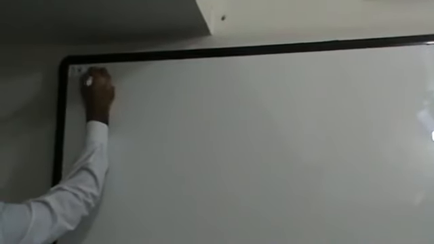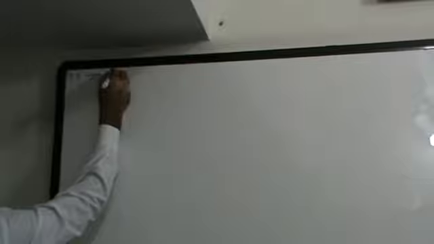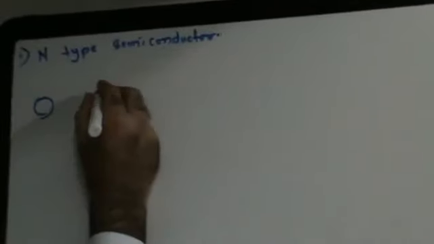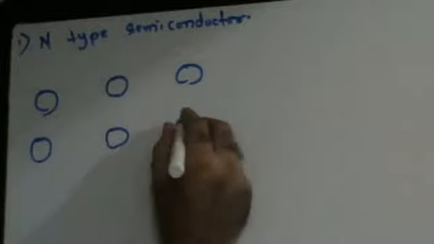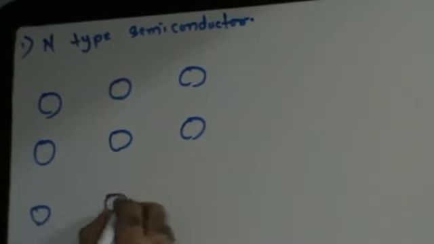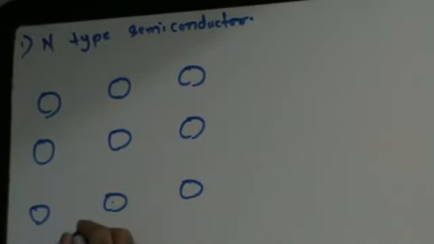Let's see how an N-type semiconductor looks like. N-type semiconductor. Let's see a crystal lattice of N-type semiconductor.